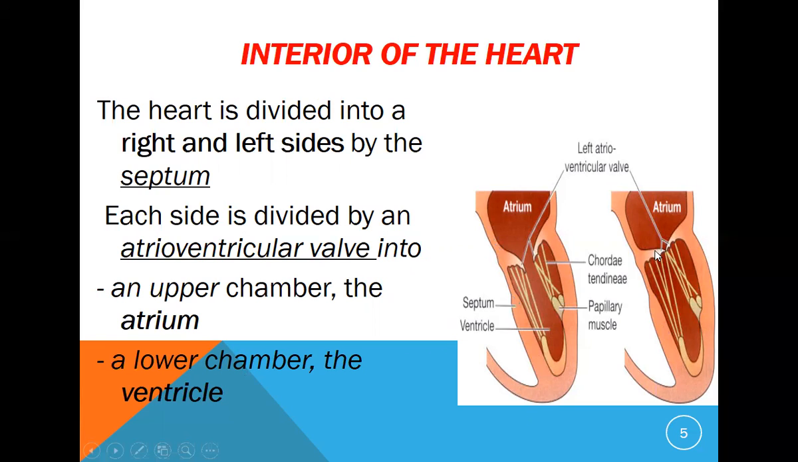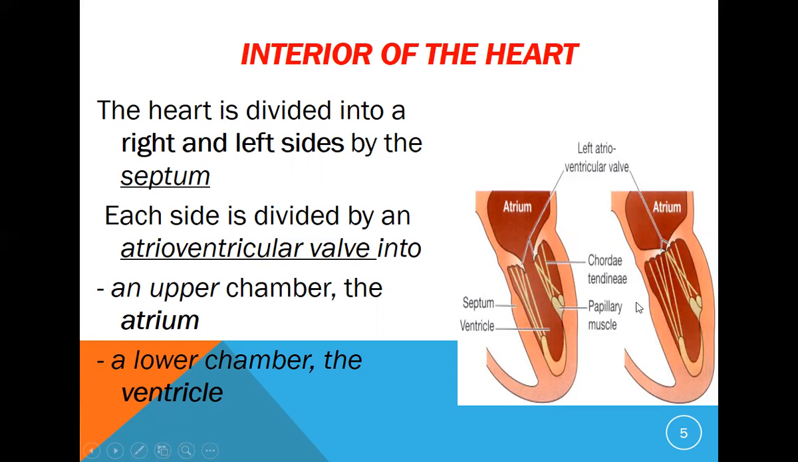If you see here, this is the atrioventricular valve on the left side. Similarly, there will be a valve on the right side also, which is not shown here. You can imagine a similar valve on both sides. This atrioventricular valve will divide the left and right chambers into an upper chamber, called the atrium, and a lower chamber, called the ventricle. So this is the left atrium, left ventricle. On the right side, similarly, there will be right atrium and right ventricle.